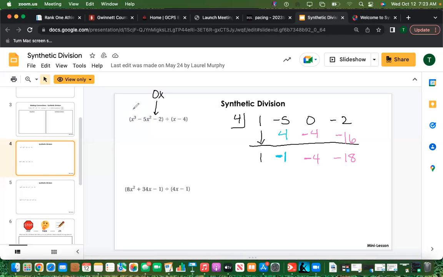We're going to look at our exponents right here. We're going to take one less. And remember, this is going to be our remainder. So we're going to put that over whatever we're dividing by.